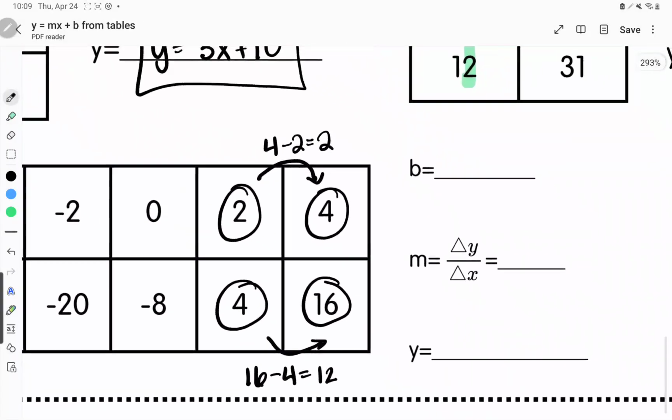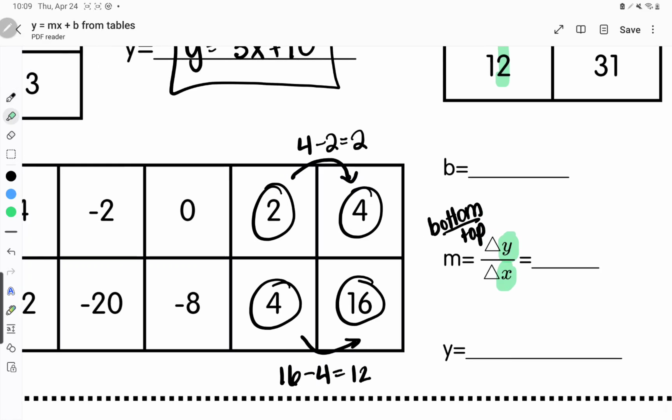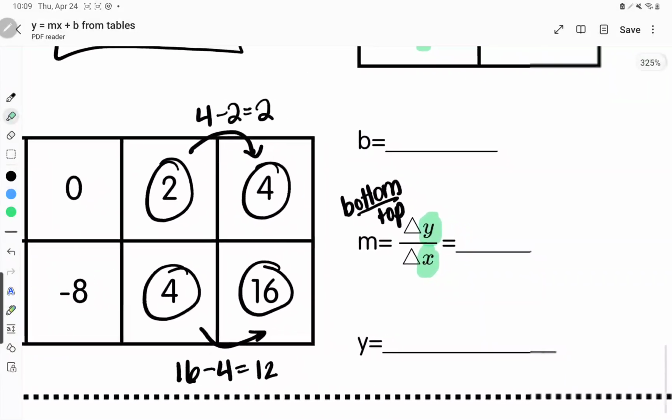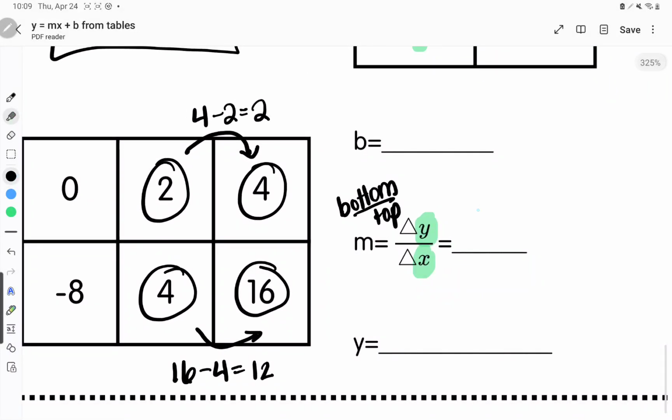Now, for m this time, I will actually do bottom over top. The reason why is if you see this right here, this says y over x. On the bottom is y, and on the top is x. So that's why I would do that. My bottom is 12, and my top is 2. So I would do 12 divided by 2, which gives me 6.